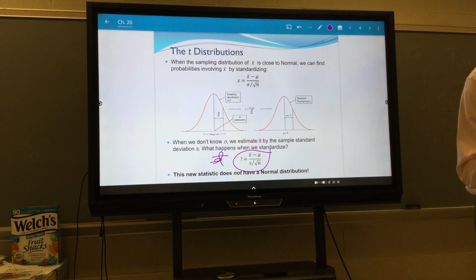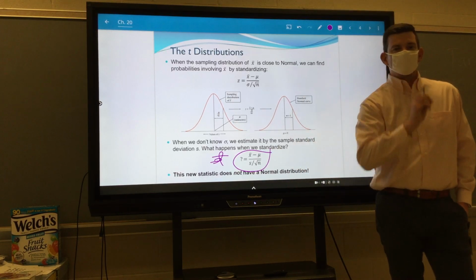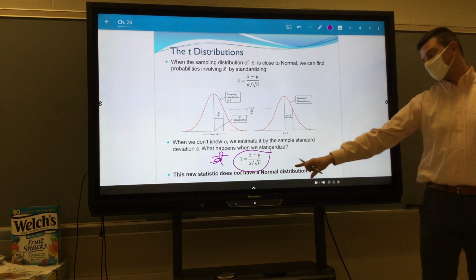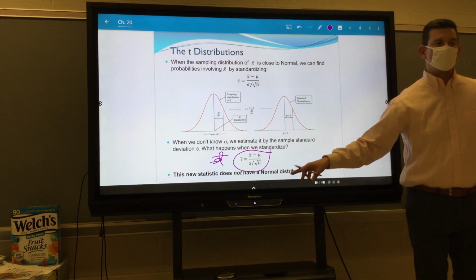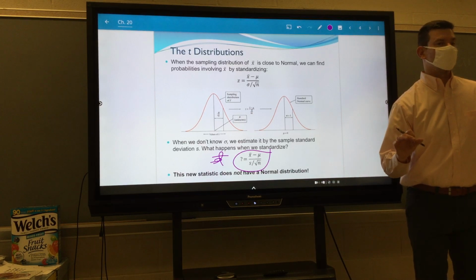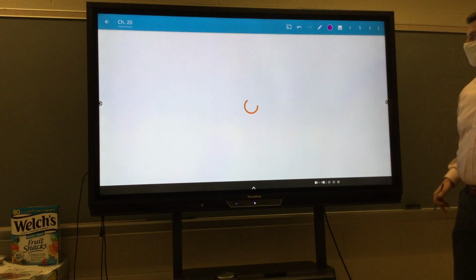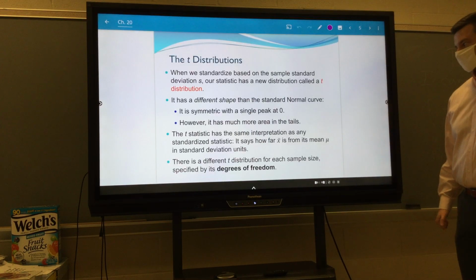Now, because we've made a replacement, however inconsequential it may seem, this new distribution is not normal. Okay? It looks a heck of a lot like a normal distribution, but it's not the normal distribution. Instead, it is a t distribution.